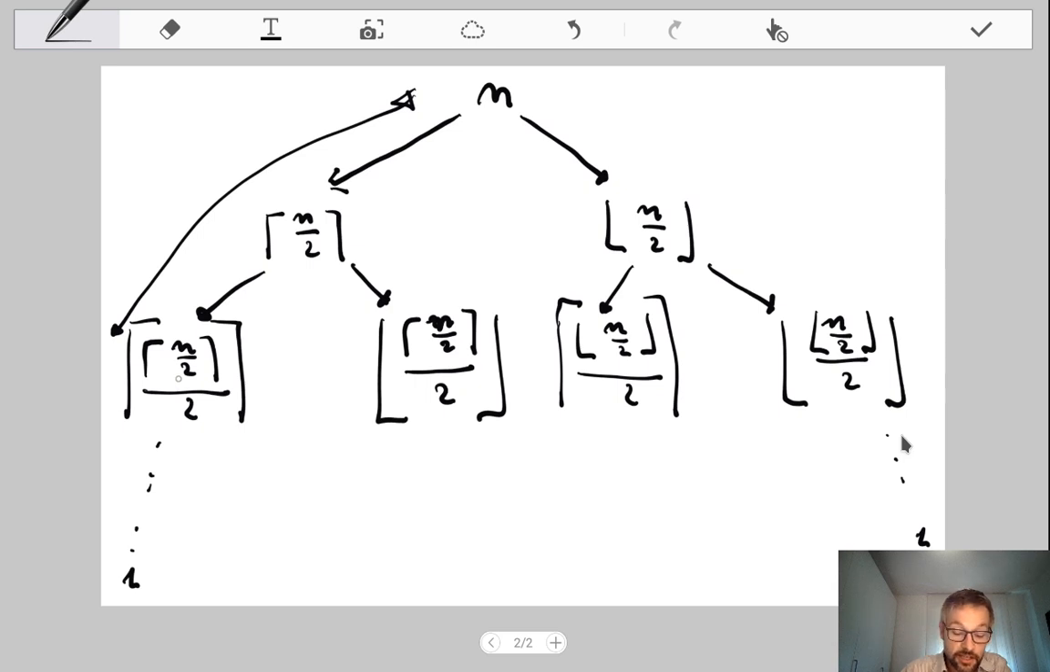Now, how long is this branch? Let's imagine that n is divisible by 2. In that case the length will of course be logarithm base 2 of n. Now, how far is n from the next power of 2? Let's try to figure out the nearest power of 2 which is at the top of n.